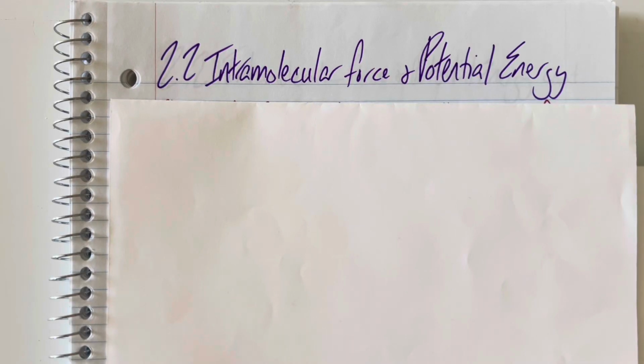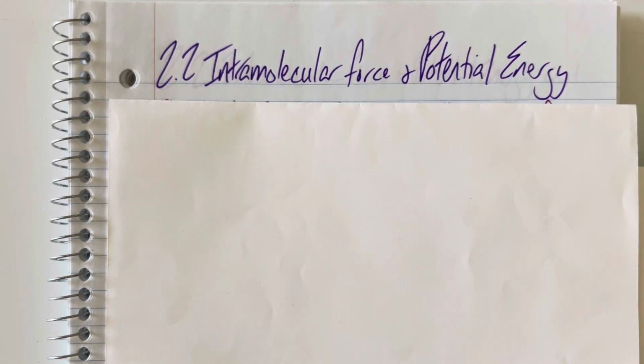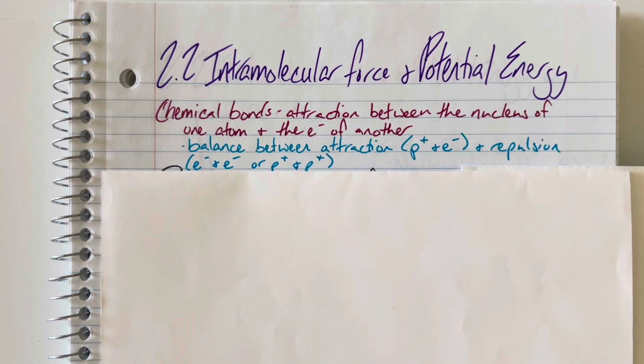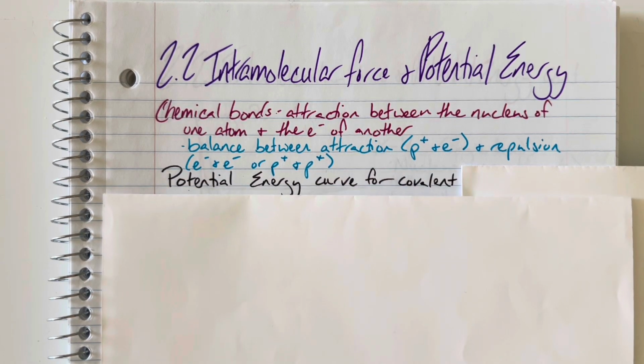AP Chemistry, Unit 2.2, Intramolecular Force and Potential Energy. Chemical bonds are, again, the attraction between the nucleus of one atom and the electron of another. And the balance between the attraction between the protons and electrons and the repulsions between electron-electron and proton-proton must be met. I need to balance the attractive and repulsive forces there.